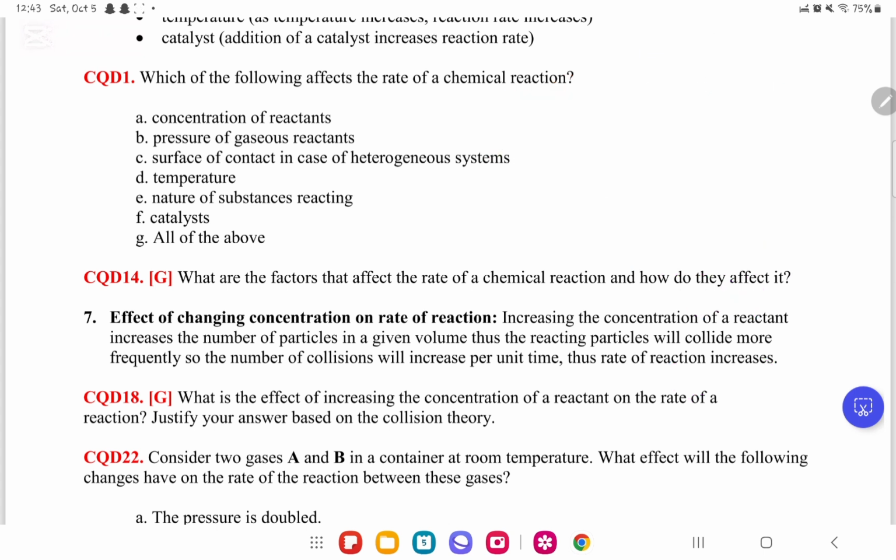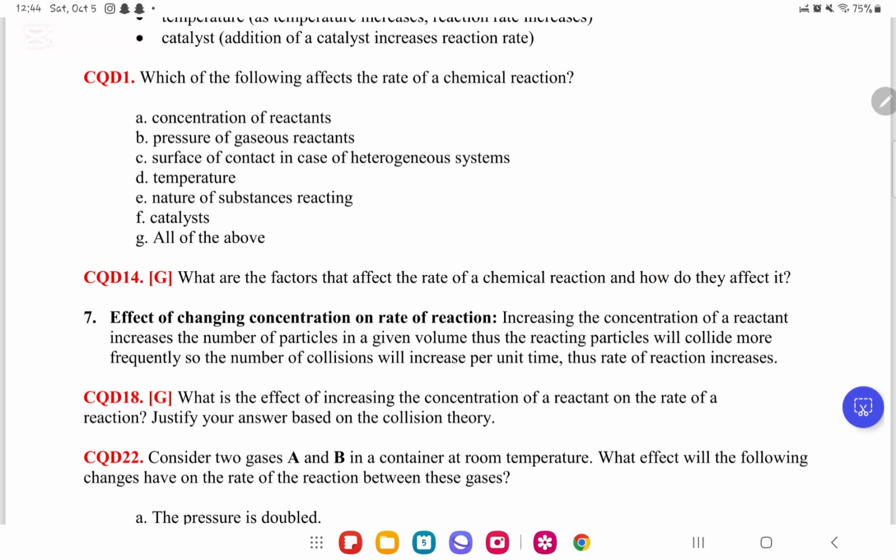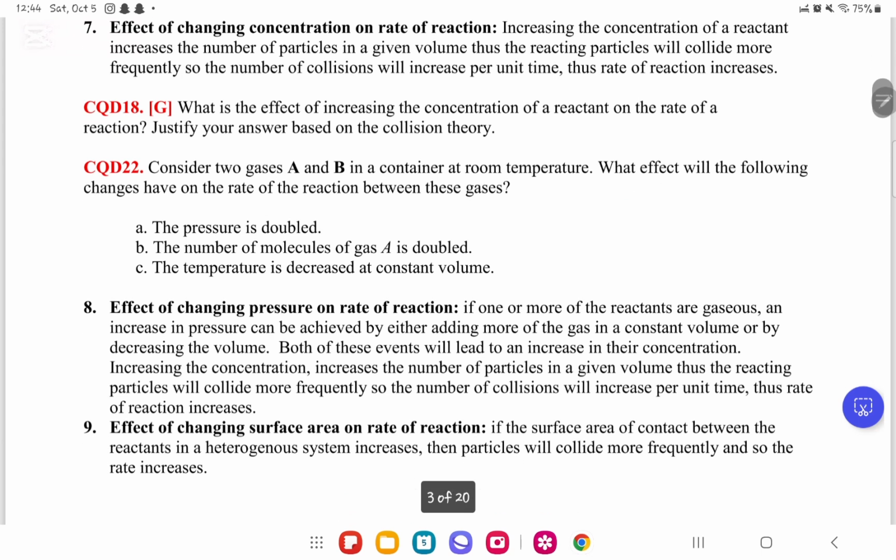Now for the last one, which is number 5, it is the catalyst. What about the catalyst? Basically, if you add a catalyst, then the reaction rate will increase. That was it for CQD number 14.